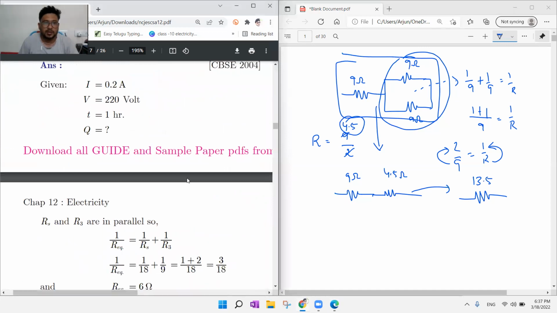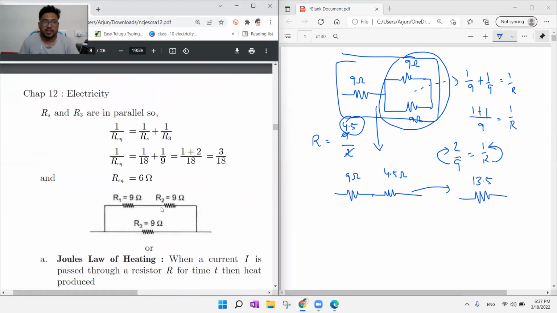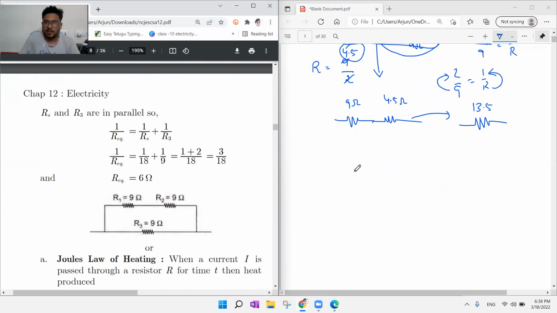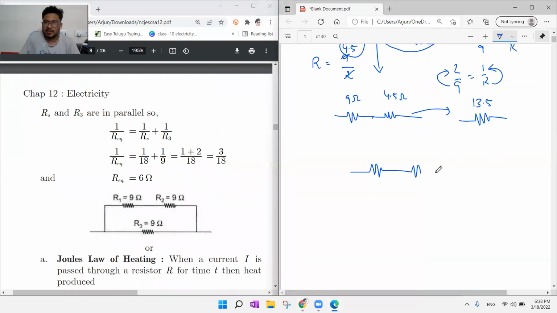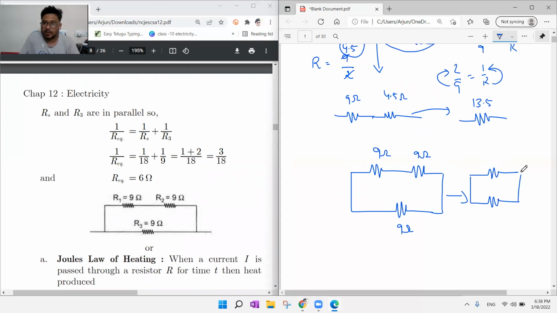Here you can observe 2 resistors are in series and 1 resistor is in parallel, like this: first resistor, second resistor, and here the third resistor. Each is 9 ohm. First of all, we have to convert this system to this system, so we solve these 2 resistors and convert them to 1. 9 plus 9 is 18 ohm, and here as usual it will be 9 ohm.